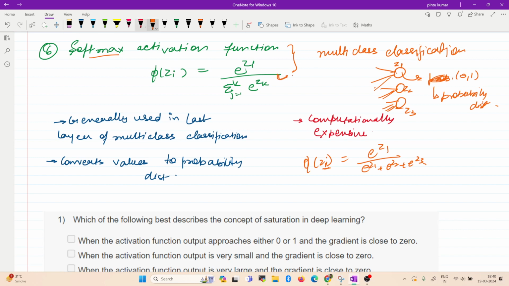So let's talk about its problem first. The most important problem that we encounter with the softmax activation function is that it is computationally expensive, right? You have to not only calculate the exponential values, but also take the sum of all these values. Now, what are the advantages? Generally it is used as the last layer for multi-class classification. So it is very useful for multi-class classification, and it converts your values to a probability distribution. Okay.